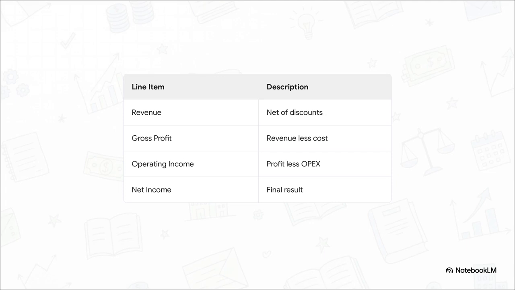Moving right down the assembly line to Part 2, decoding the income statement. So, while the balance sheet is a snapshot of a single day, this statement captures the daily operational grind over a period of time, and it brilliantly illustrates a waterfall effect. Just look at how the presentation steps down.